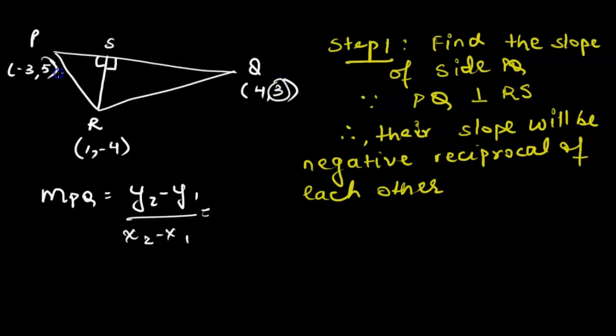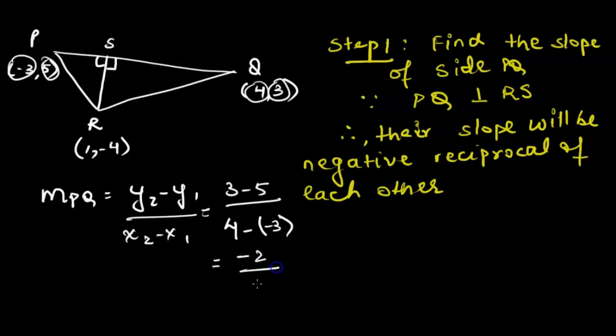y2 is 3, y1 is 5, so it's 3 minus 5. x2 is 4, x1 is negative 3. Therefore, the slope that we get here is minus 2 over 4 plus 3, which is 7. That is negative 2 over 7. So the slope of the side PQ that we have found is negative 2 over 7.